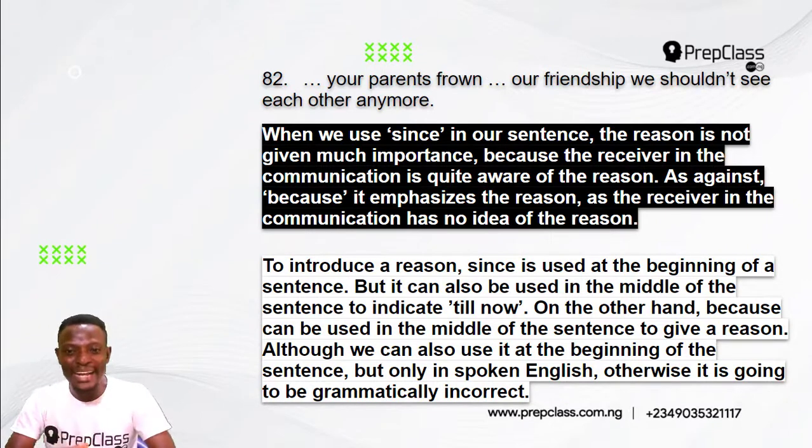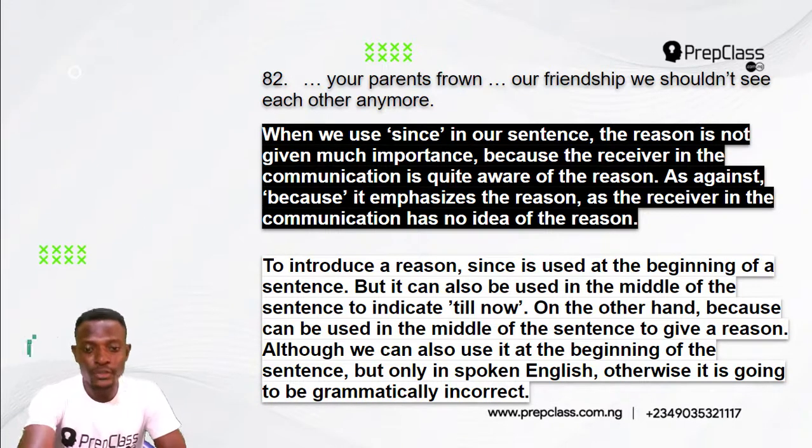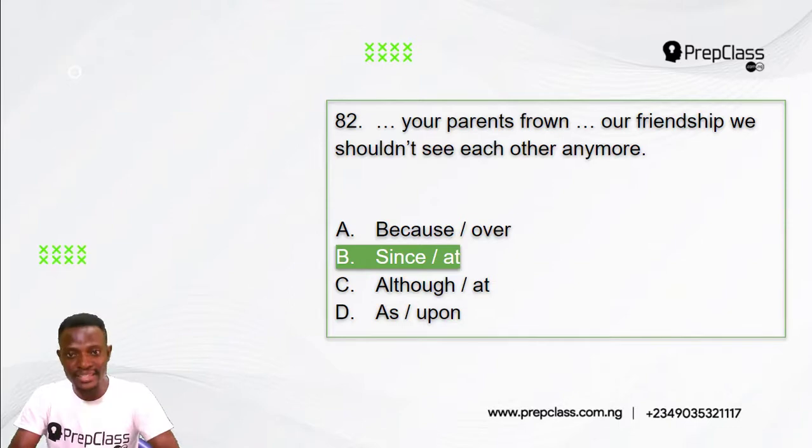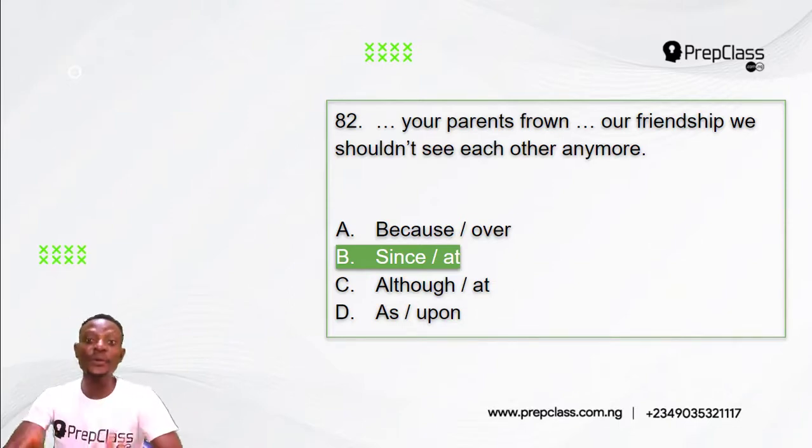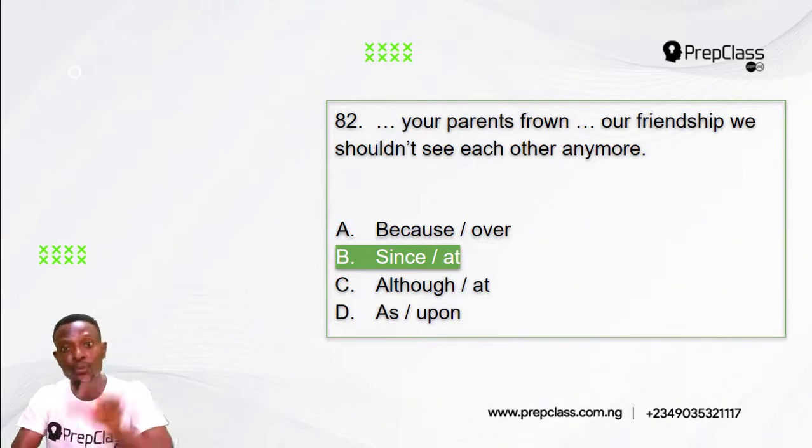Because can only be used at the beginning of a sentence, only in spoken English. Otherwise, it is going to be grammatically incorrect. So the answer to this question is option B. Since your parents frown at our friendship, since your parents disapprove of our friendship, we shouldn't see each other anymore.